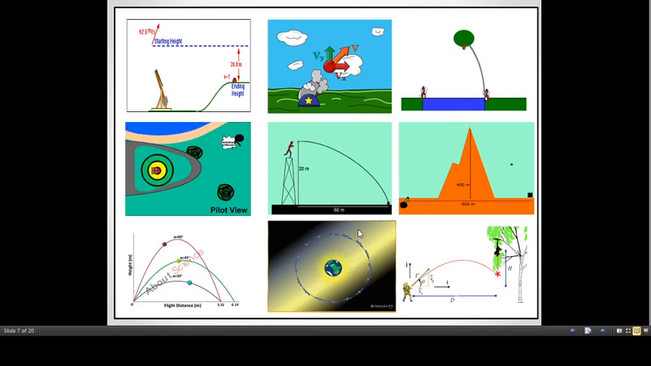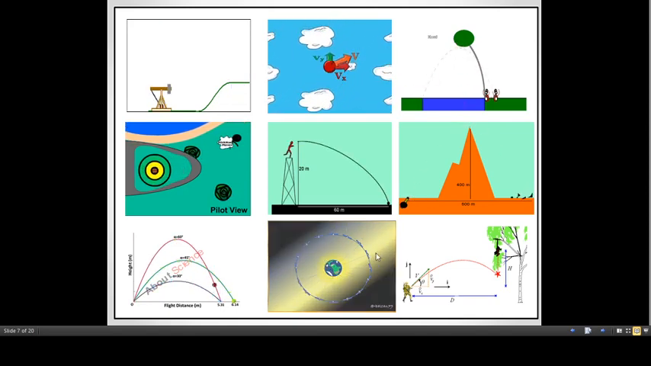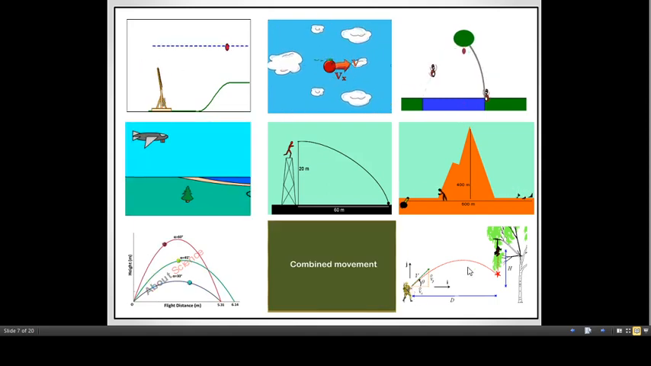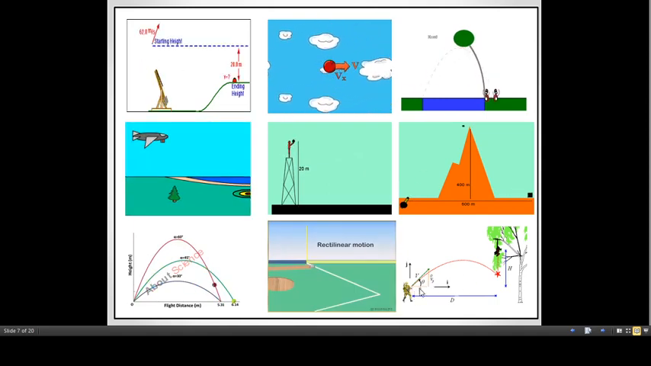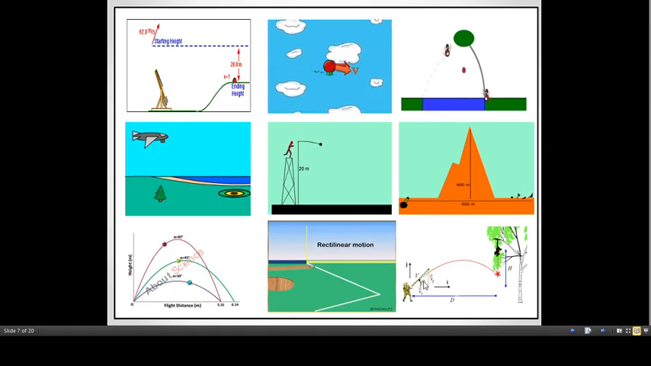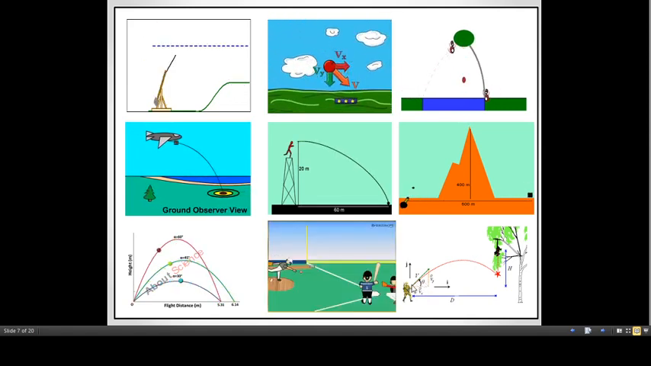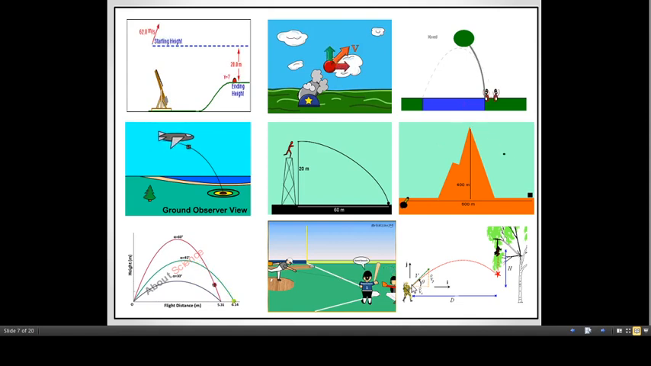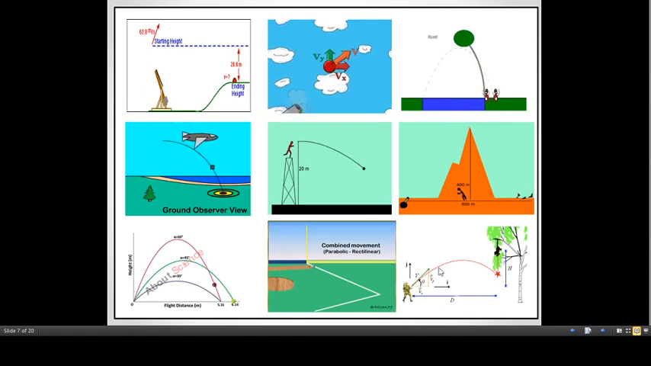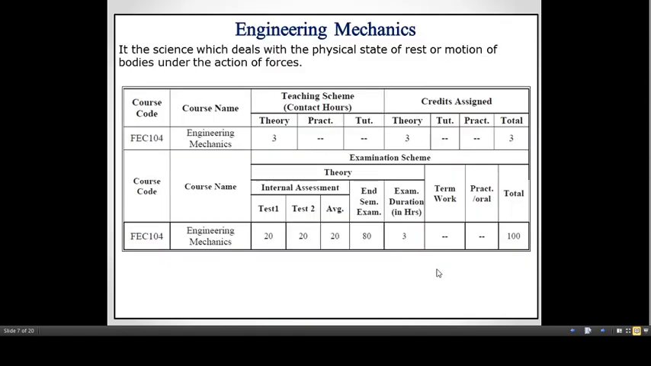See what's about this one? Orbital motion. Okay, now in the same way the person is trying to hit this target point from its reference point. Okay, such type of problems you have to think over in our syllabus.